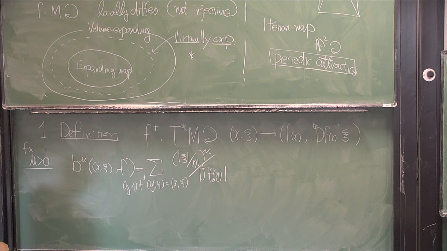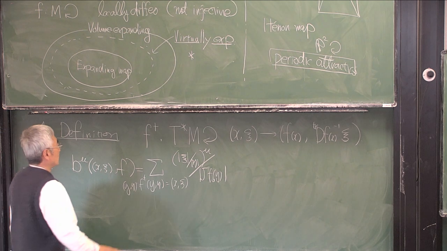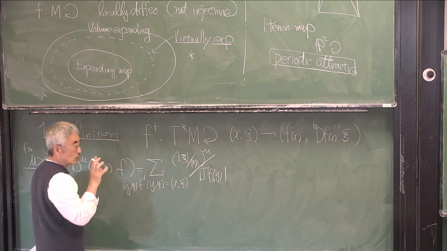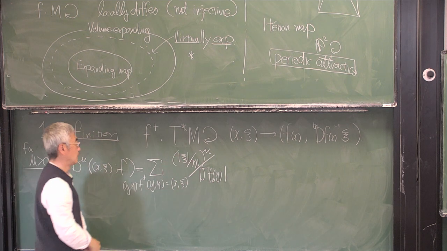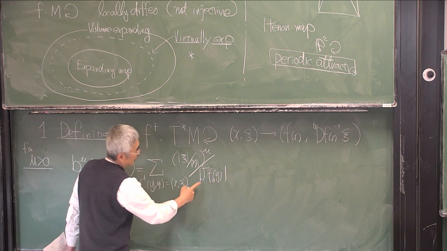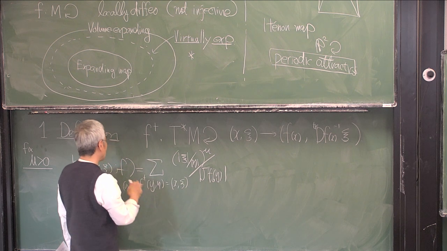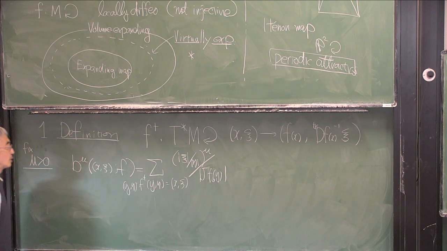So for example, if the map is expanding, then we take an inverse here. On each fiber, it is contracting, so this ratio is smaller than one. And by some distortion estimate, we know that at least for iteration F, it goes to zero exponentially when F is expanding. Okay?